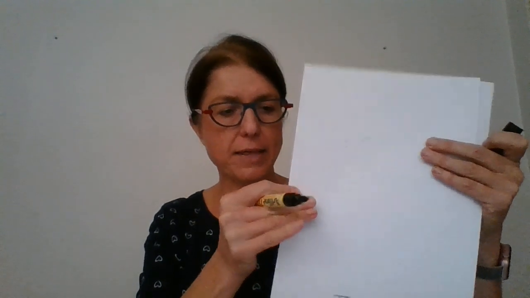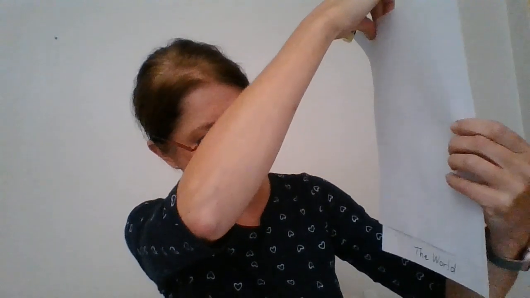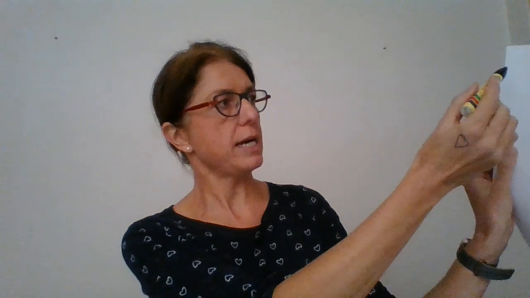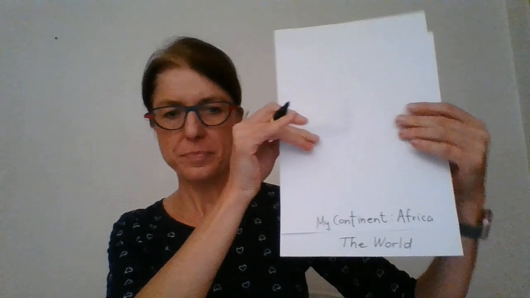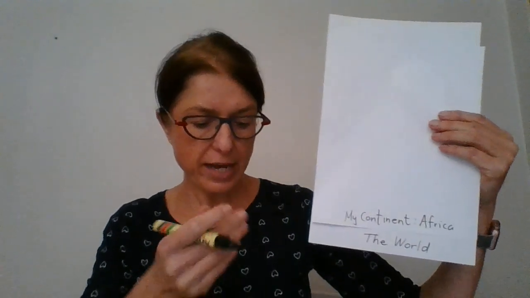Then you're going to take another piece of paper. You're going to put it slightly above it, above the title. So it's like this, you see? And then you're going to cut off the space at the top, and over here you will write my continent, Africa. Okay? Again, you'll either stick down or draw the continent of Africa.